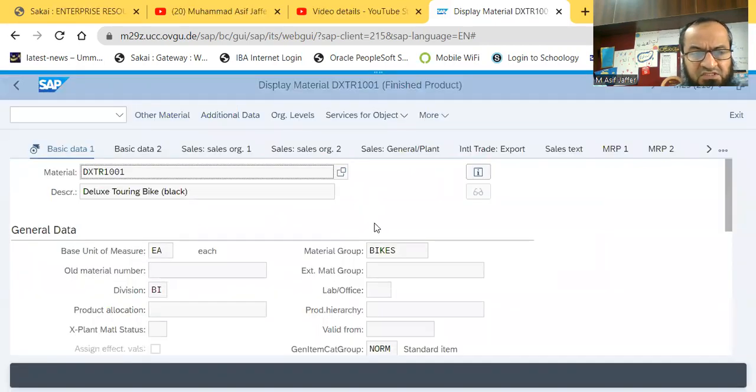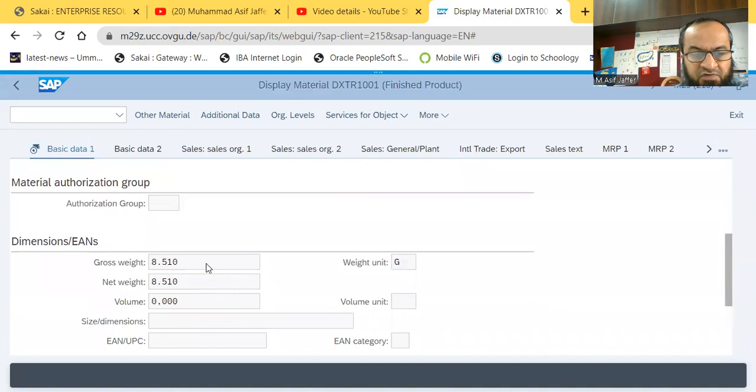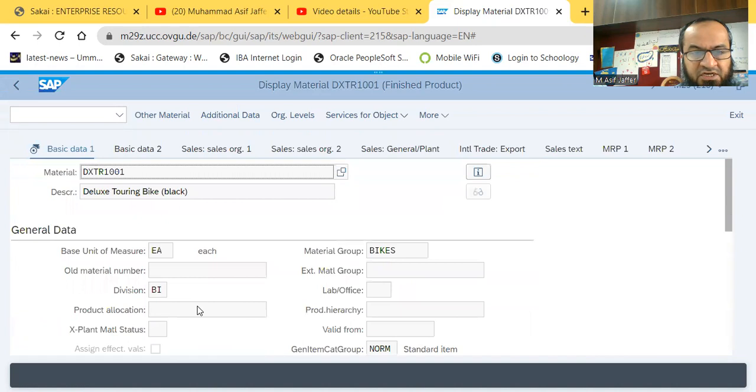The first thing we see is the basic data view that we selected. All the other views are available on different tabs, but the system will automatically take us only to the views that we have selected. We can see some of the data: basic unit of measure, what is the material group, what is the division, and what is the gross weight, net weight, and volume. So these are a few general data items over here.